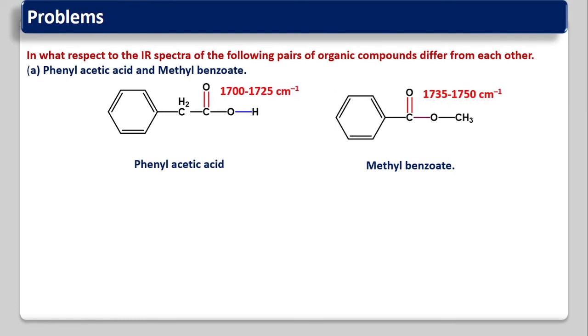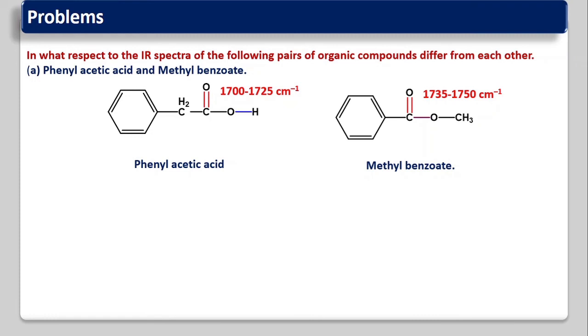So the acid absorbs at 1700 to 1725 centimeter inverse, while the ester carbonyl group absorbs at 1735 to 1750 centimeter inverse. So the acid absorbs at slightly lower frequency, while the carbonyl of the ester absorbs at slightly higher frequency.